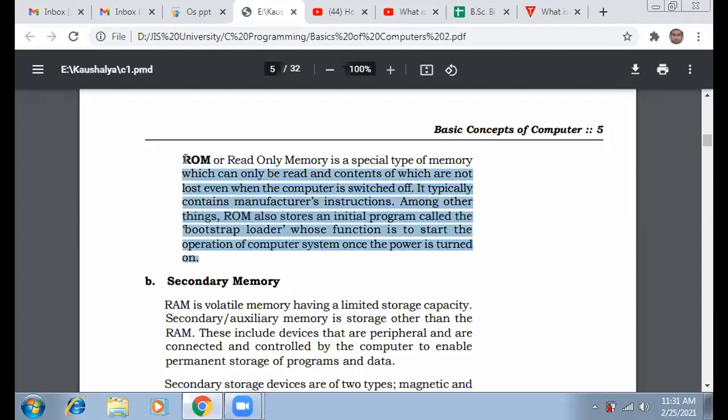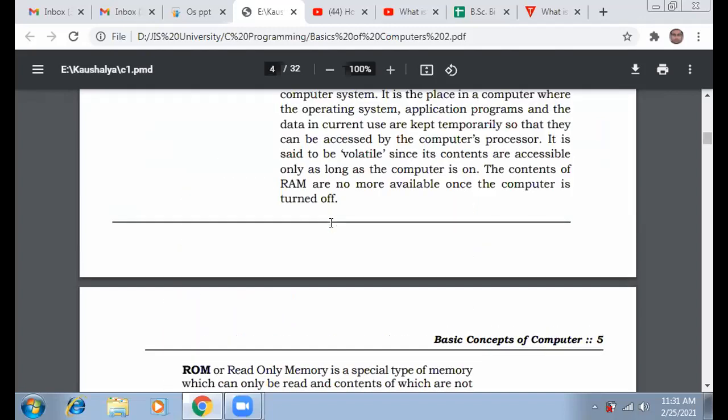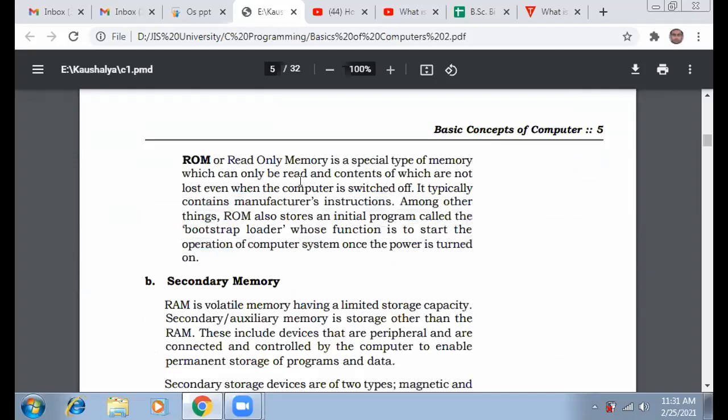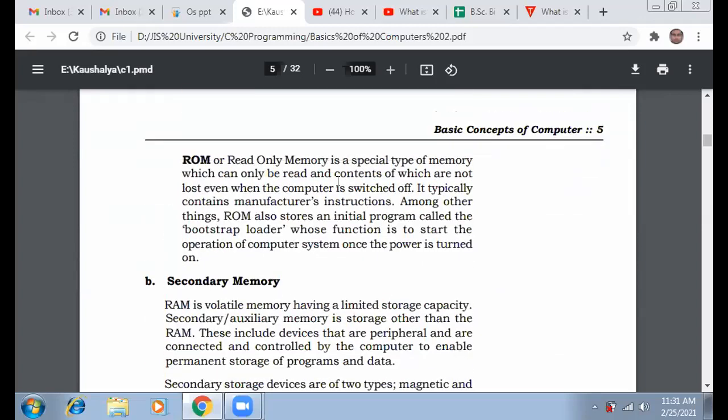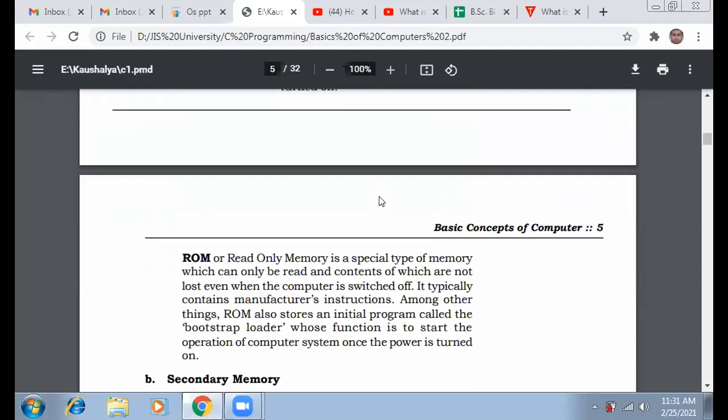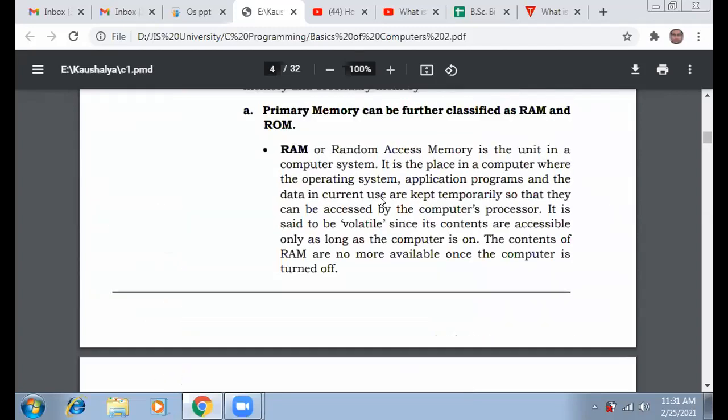Apart from these, there are some other differences like the various types of RAM: static RAM, dynamic RAM. The types of ROM are PROM, EEPROM, flash ROM, which I already discussed. If anyone has any question or doubt, you can interrupt me and ask me.